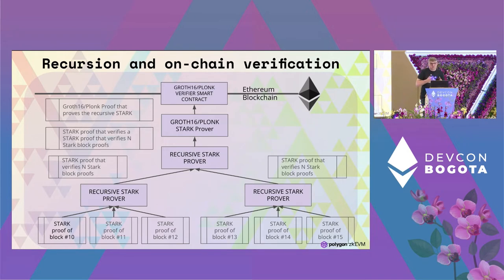And at the end, this is a STARK, and what we are doing is verifying this STARK with a SNARK. So at the end, in Ethereum, we are just verifying a normal Groth16 or PLONK proof. It's just a circuit, a circom circuit at the bottom of that piece. So this is the cryptographic stack for verifying that.